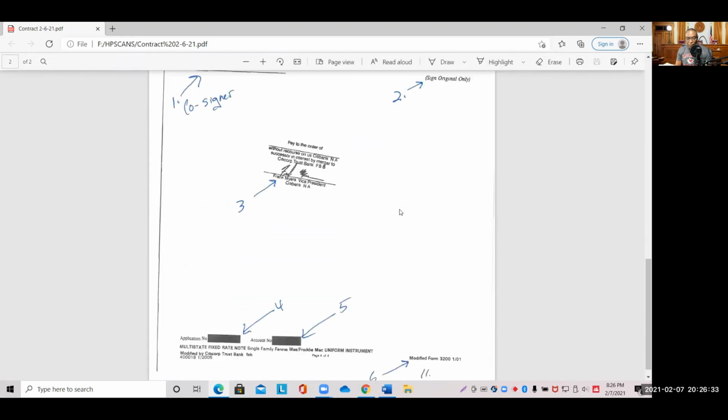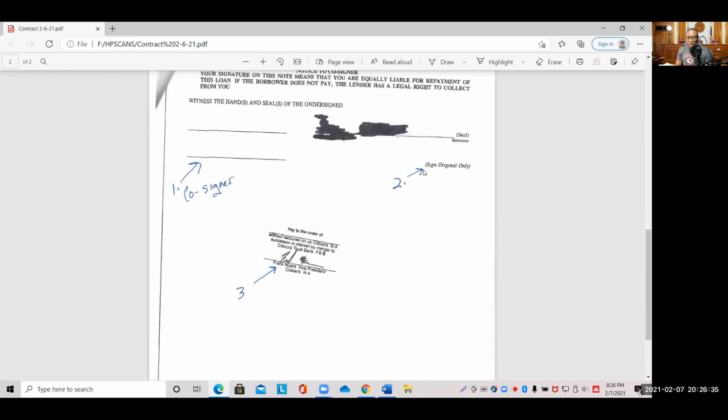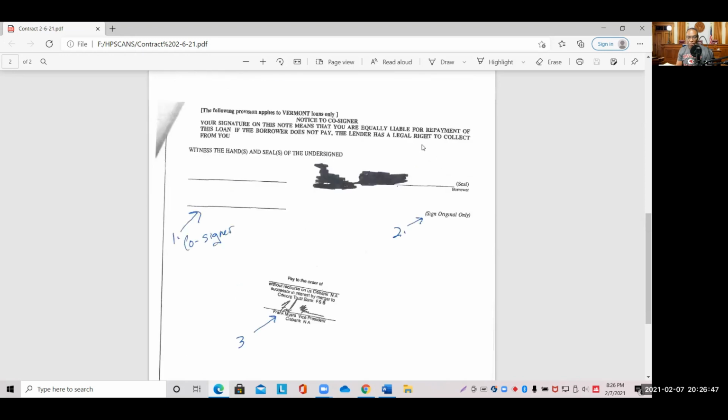So here you can see it says sign original only. Oh, wait. Yep. Sign original only. This is not the original. And it says right up here it is a copy. How could they use this to show that there was a loan?